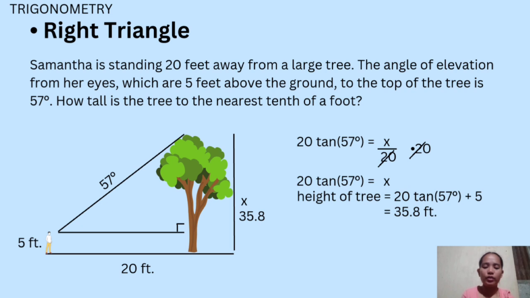To find the height of the tree, it equals 20 tan 57 degrees plus 5. Why 5? Because the elevation of the tree is measured from her eyes, so we just add this. Let's calculate this on your scientific calculator. And so the height of the tree is 35.8 feet.